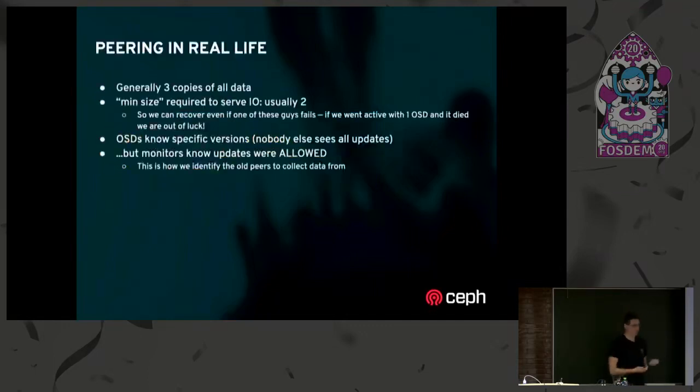In real life, we generally have 3 copies of all the data. I'm not putting that on the screen because it's harder to draw and harder to show the problems. So we have 3 copies of all the data, but we generally have a minimum size required to go active to serve any reads or writes on the data of 2. And the reason for that is that we're a very consistent system. We notice if we aren't consistent. We notice if we might be inconsistent.